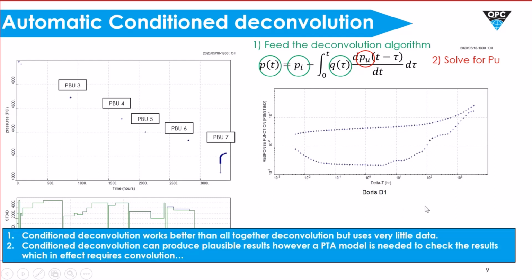So automatic deconvolution works better than altogether deconvolution, but uses very little data. Conditioned deconvolution can produce plausible results. However, a PTA model is needed to get the results, which in effect requires convolution. So the only way to check this response is to try and build a PTA model that goes through this derivative and compare how that PTA model would go through your full pressure and rate data set, which can become a tedious process, and not every deconvolution algorithm you'd be able to match with a PTA model anyway.